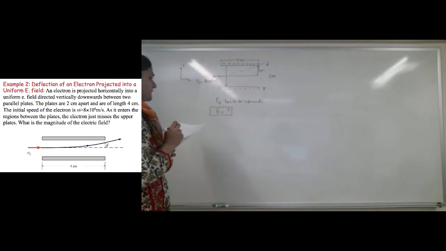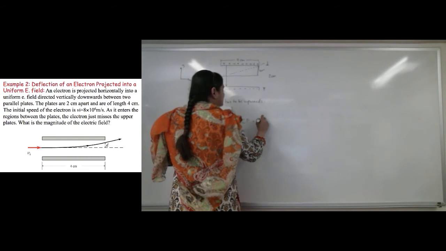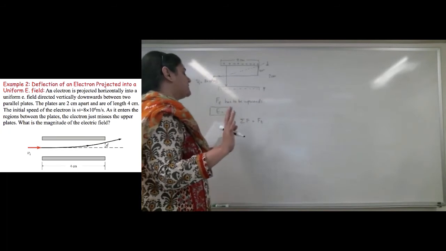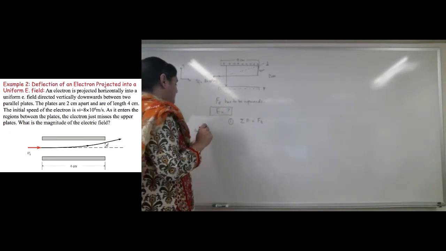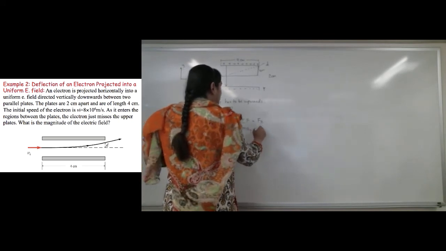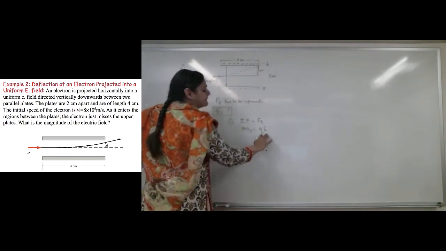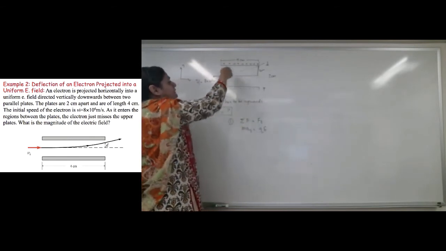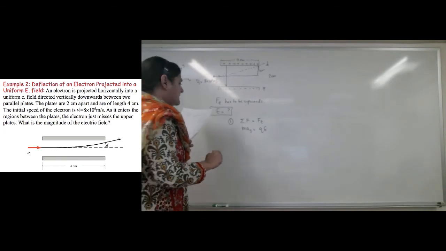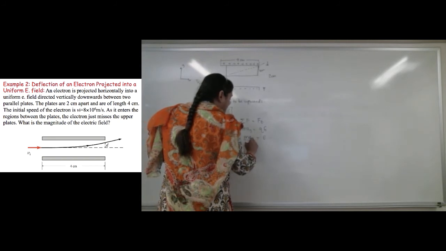How do I find E? Well, I will start with what I know. Sigma F is equal to the electric force only. We're not concerned about gravitational force or any other kind of forces. So this is the only force we are going to be concerned about. So I get m a_y is equal to qE. Why a_y? Because it's being deflected upwards, and the electric field is only in the y direction. So I'm only concerned about this one right now. So this would give me E equals m a_y over q.